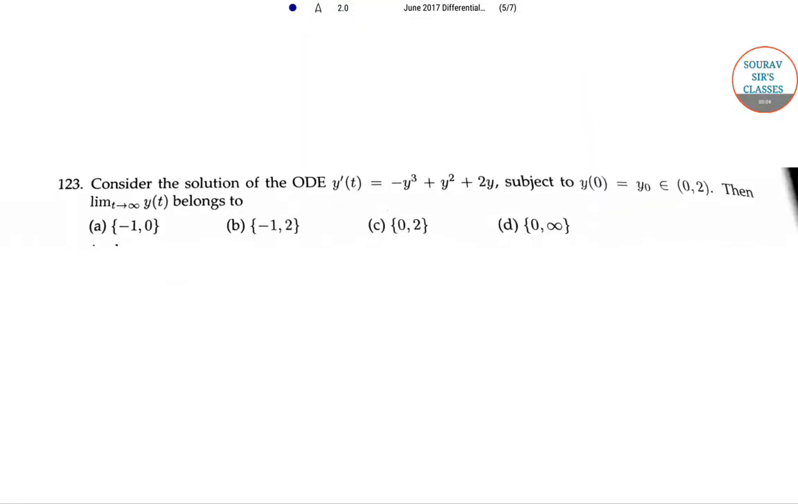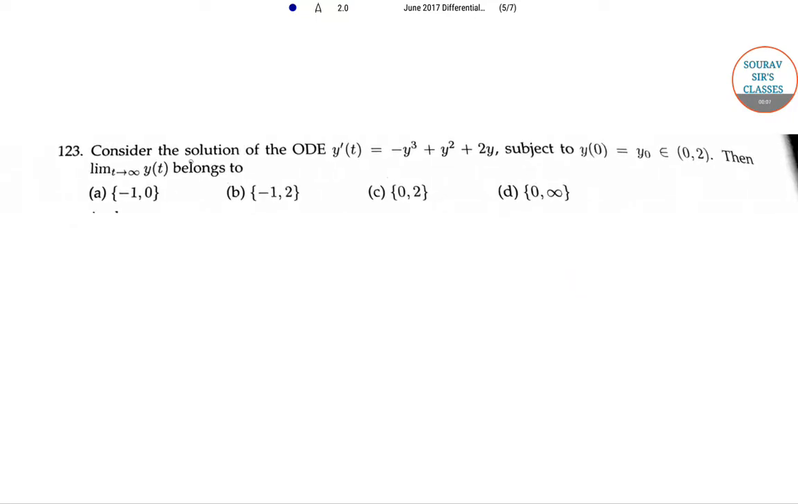Today we are going to solve a few questions on differential equations. The question is: consider the solution of the ODE, that is the ordinary differential equation, y'(t) = -y^3 + y^2 + 2y, subject to y(0) = y0, with y0 belonging to the open interval (0, 2). Then the limit as t tends to infinity of y(t) belongs to: option A, [-1, 0]; option B, [-1, 2]; option C, [0, 2]; and option D, [0, infinity).